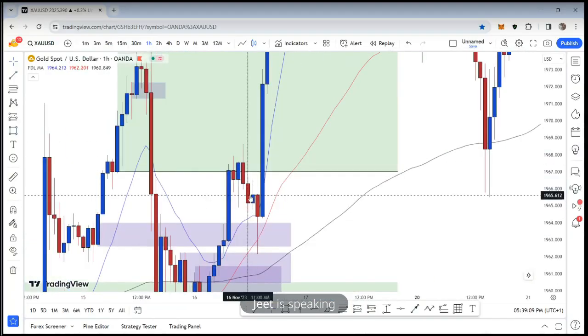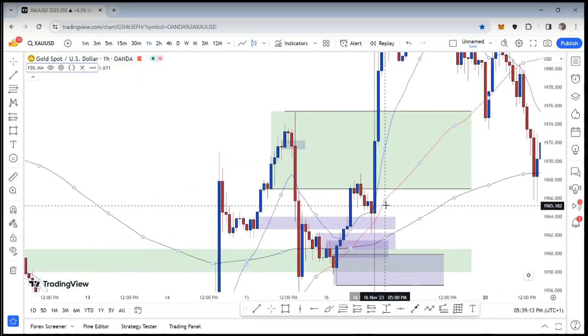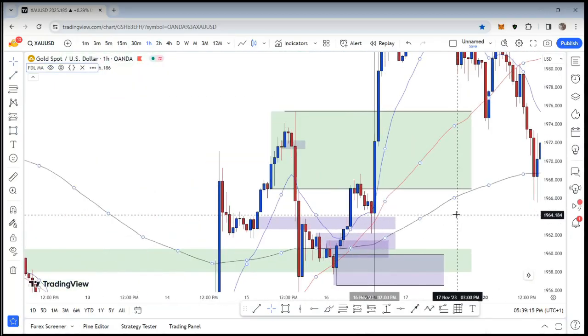Now, 1 hour inner structure is still bullish, which means that according to the law of CMP and the law of structures, what time frame do you think needs to align with our 1 hour structure?